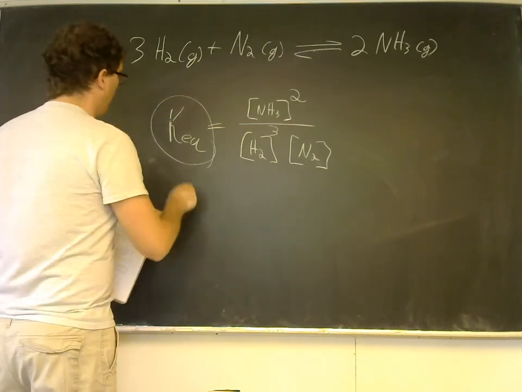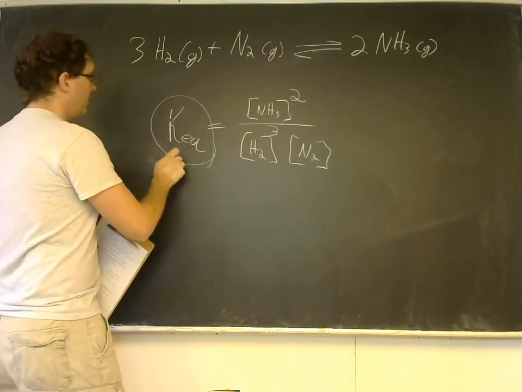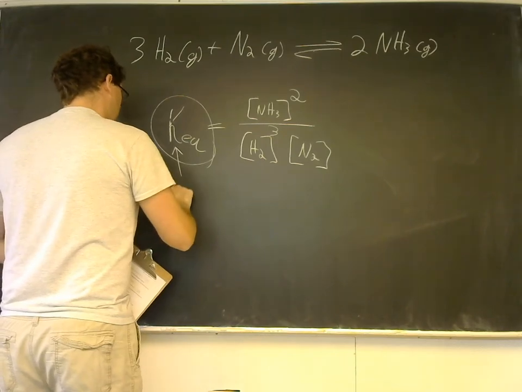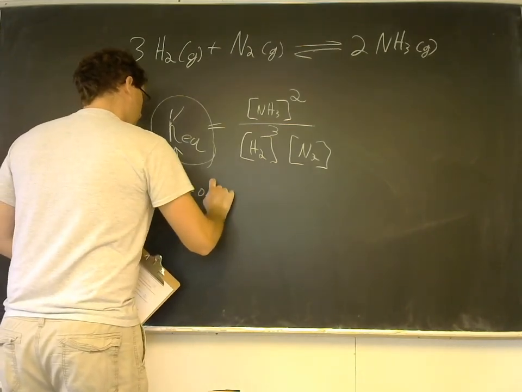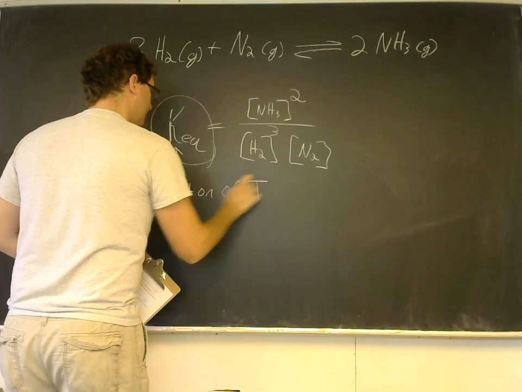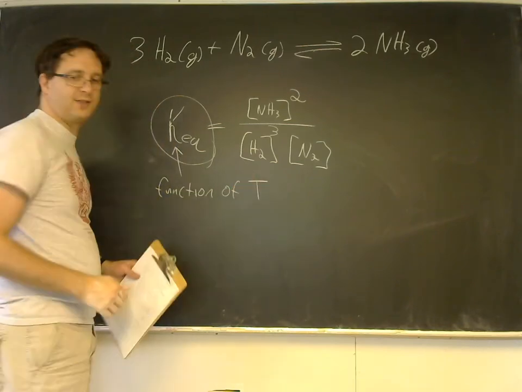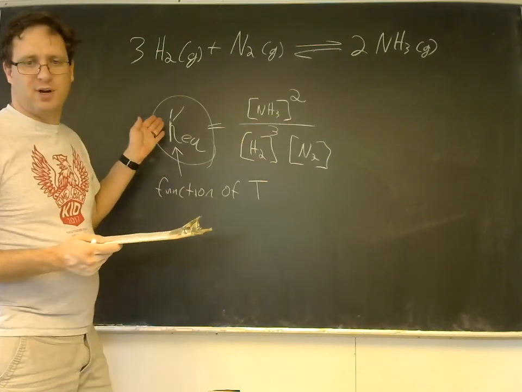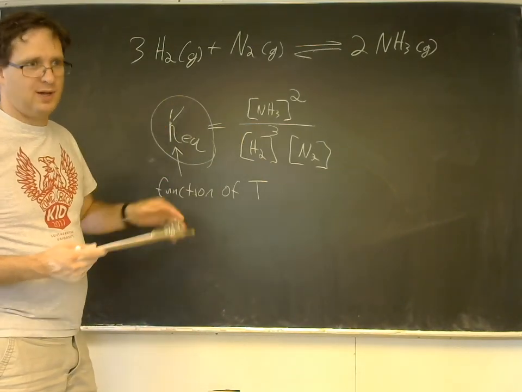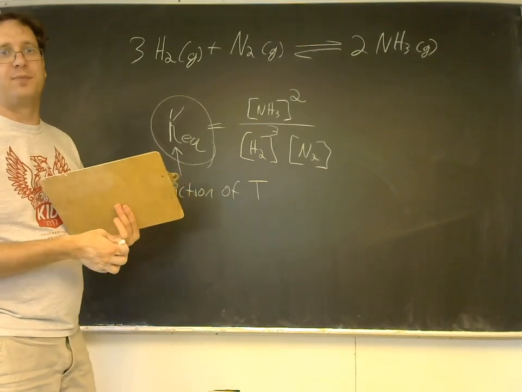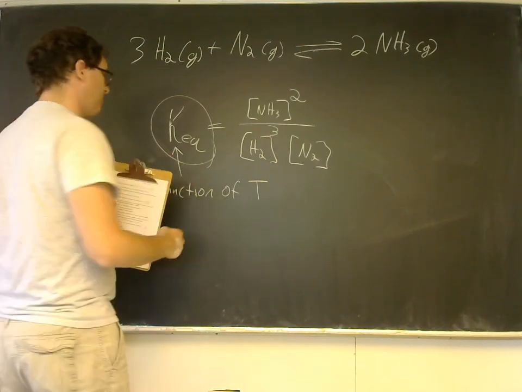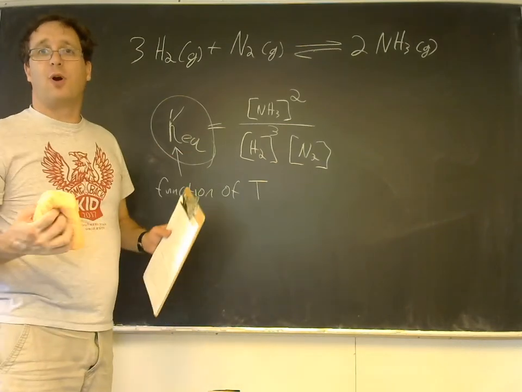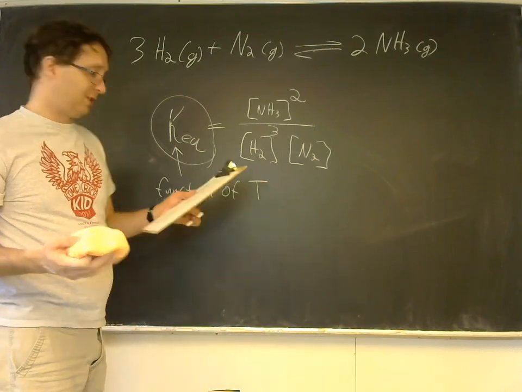However, I'll just throw out there for now that K is a function of T, a function of the temperature. So once you start changing the temperature, then the equilibrium constant will actually change as well. We won't get into how and why it changes right now, but just be aware of that. Your equilibrium constant is valid for the single temperature that it was given to you.